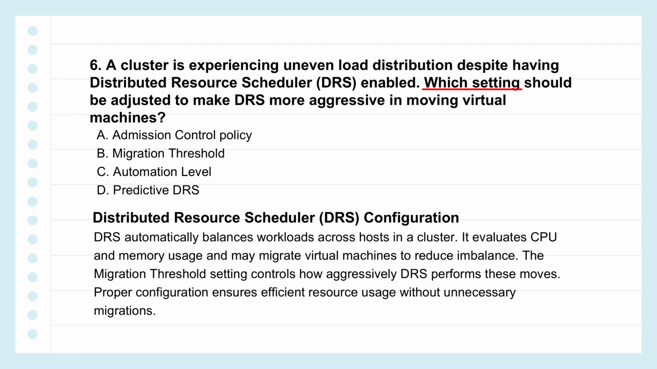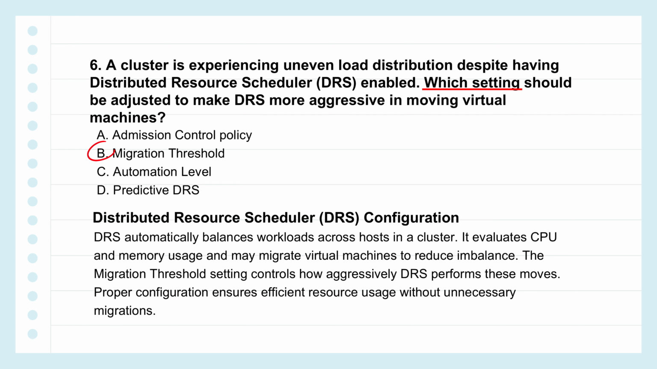Or is it something else? The answer is to adjust the migration threshold. See, here's where it gets really interesting for me, because understanding the precise difference between admission control and migration threshold is tricky. I feel like admission control is the trap answer here for people who are rushing the exam. It is a very common mix-up.